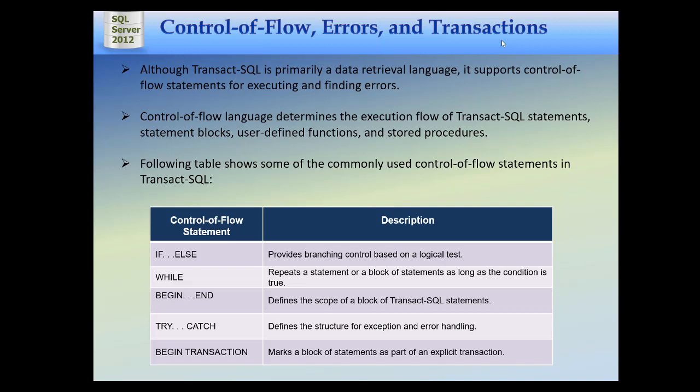If else, I'm quite sure we remember how if else works. Basically, this is for branching control based on a logical test. So if a certain condition evaluates to true, you execute whatever is below the if. Of course, if it evaluates to false, you execute what comes under the else. While basically is used for looping or repeating a statement or a block of statements as long as the condition is true. Begin and end basically are being used to denote the start and end of a block of T-SQL statements.